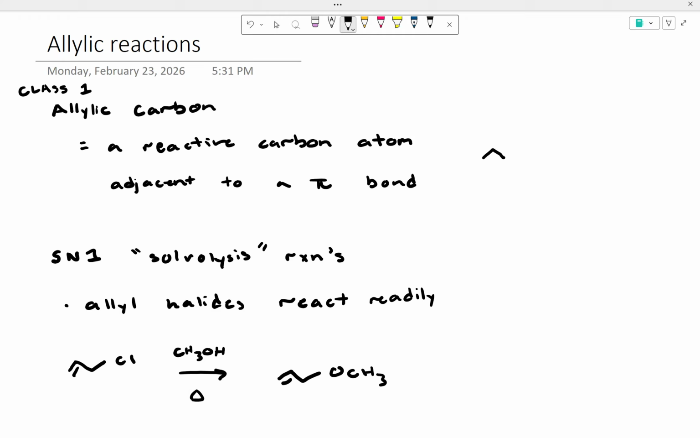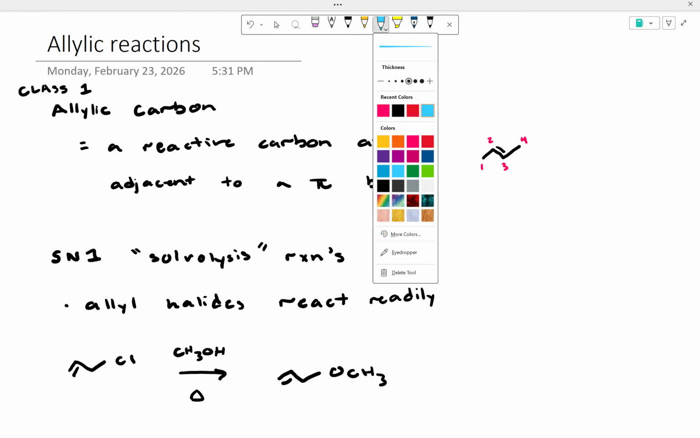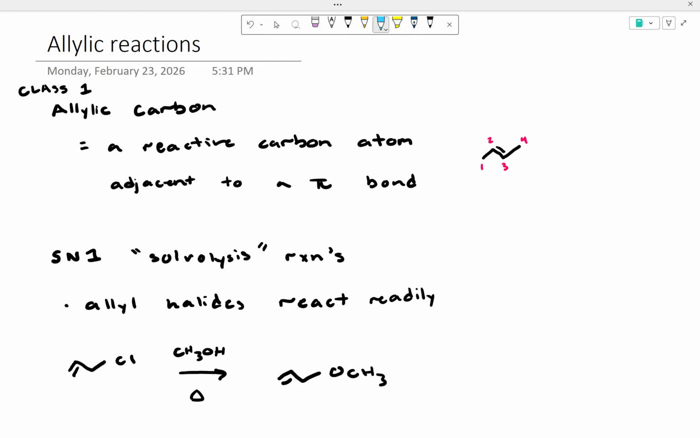So I'll draw this molecule here, and I'll draw one pi bond in the center. Then I'll start by numbering the carbons, so then we can talk about which one is the allylic carbon. The allylic carbon is the one adjacent to the pi bond. Well, we see the pi bond here between carbon 2 and 3, so this must mean that carbon 1 and 4 are allylic carbons.